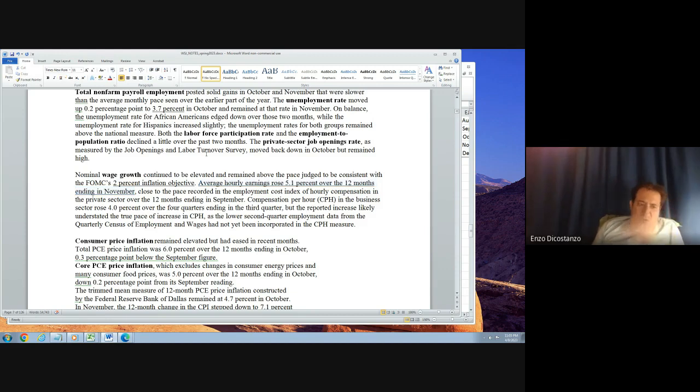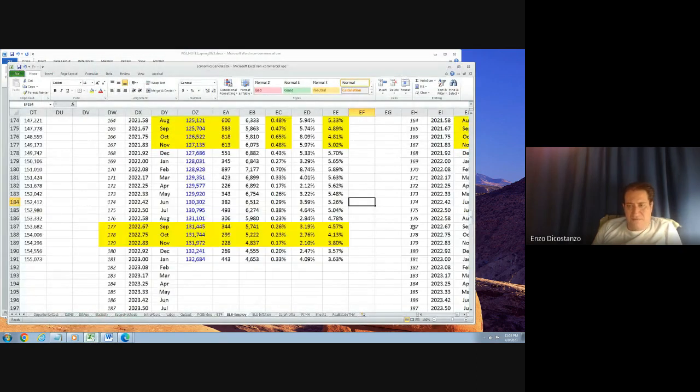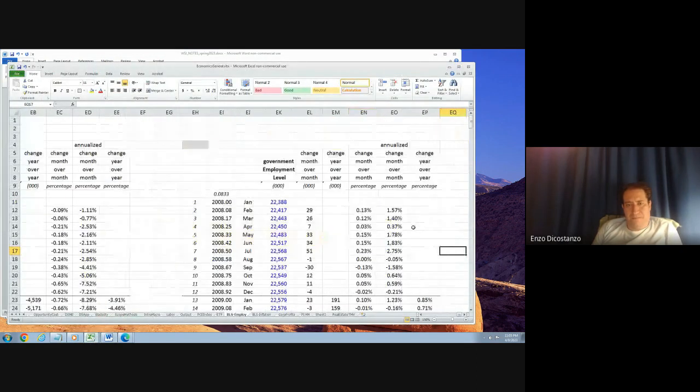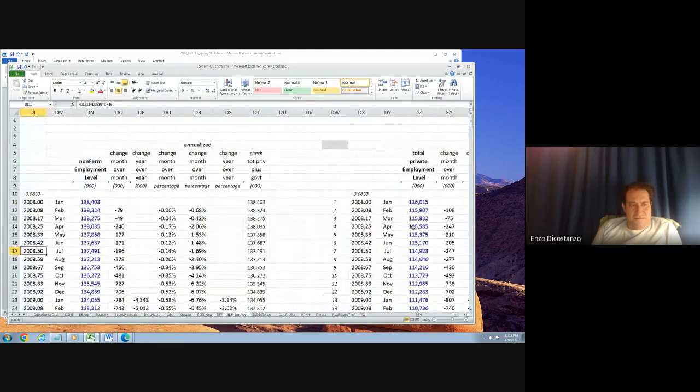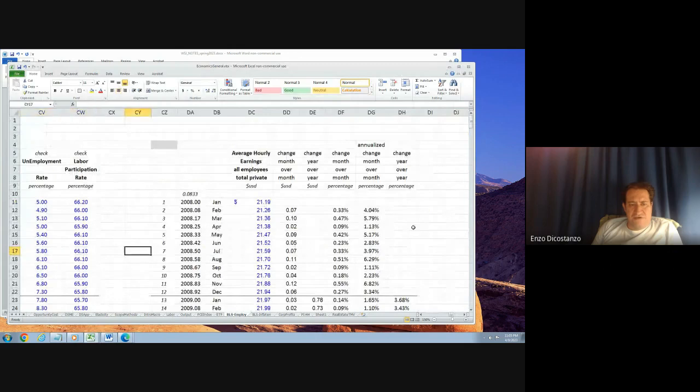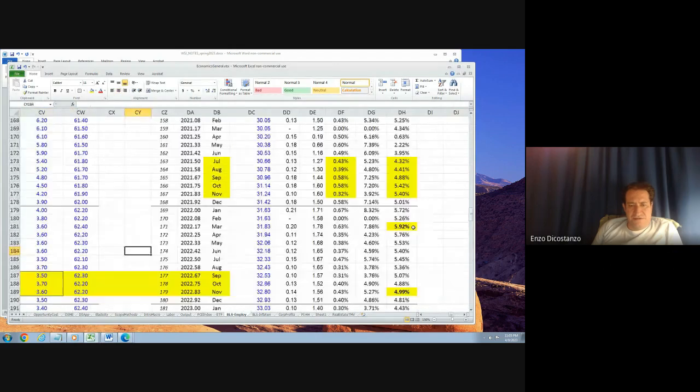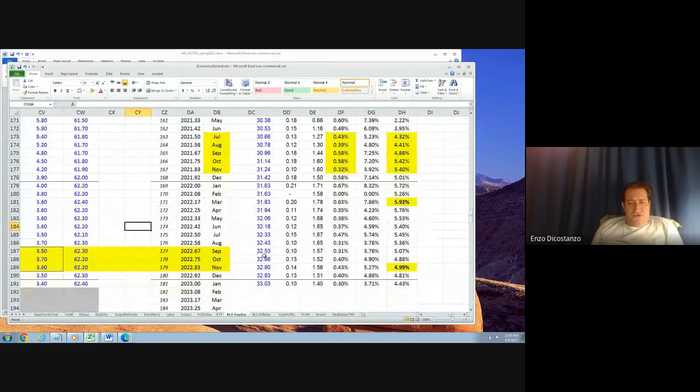Okay, all of that. Average hourly earnings. Let's check. We have that. Let's check that out. That's the government employment level, which doesn't change a lot. On farm, here's average hourly earnings. Yeah, there's the 5%. So I think we looked at this previously.